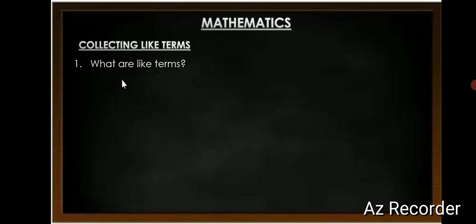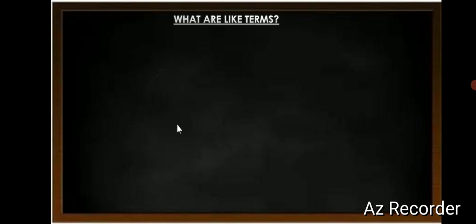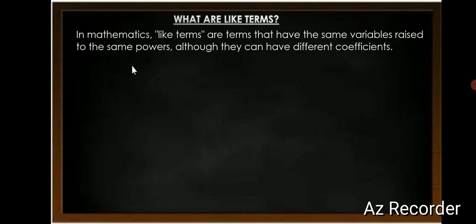We'll start by taking a look at what like terms are. Thereafter, we'll learn when to collect like terms, and finally, we'll learn how to collect like terms. So what are like terms? In mathematics, like terms are terms that have the same variables raised to the same power, although they can have different coefficients. Take a look at example 1.